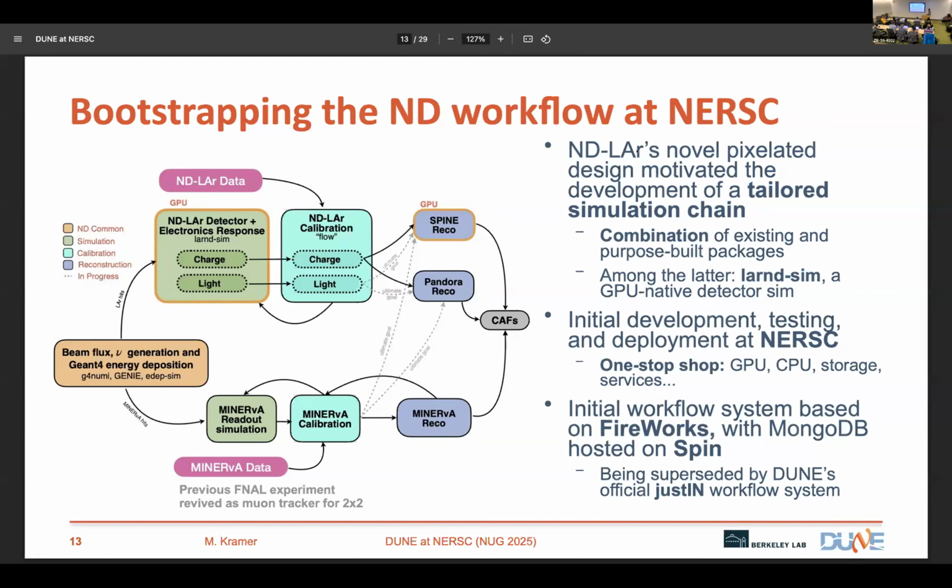So all that initial development happened at NERSC, and combining all these pieces, we ended up going with FireWorks based on NERSC's recommendation, using a MongoDB instance hosted on Spin. That's been working well for us. But DUNE also has a centralized production and workflow system called Justin that we're transitioning to. And I'll talk a bit more about that as well.